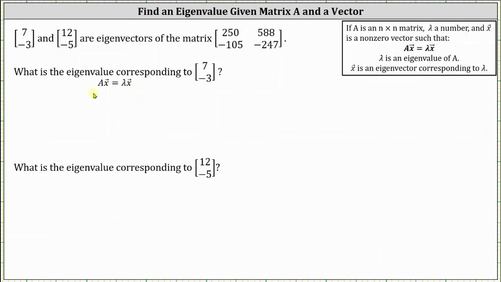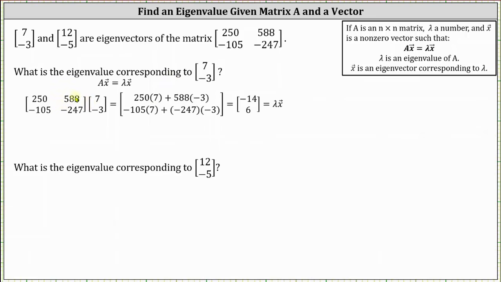To begin, we will determine matrix A times vector x, which is matrix A times the given eigenvector. I've already set this up to save time. The product is the vector (-14, 6), which must equal lambda times vector x, where again vector x is the given eigenvector (7, -3).